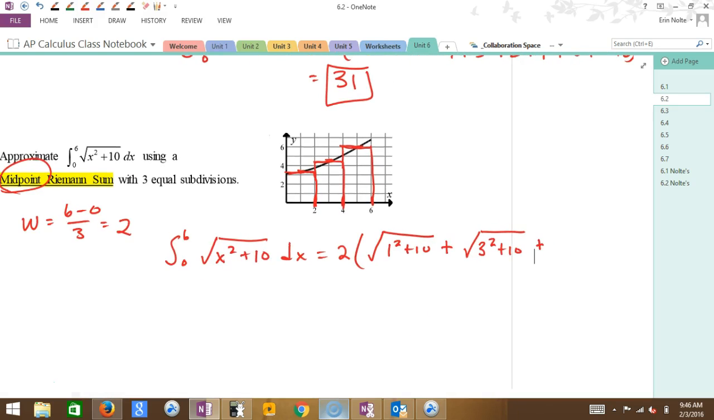Okay, what is the x value I'm using for my third rectangle? 5, the middle, 5. So 5 squared plus 10. Okay, so you could simplify this a little bit. You just use 6 on the last one since it kind of ended up on an even number. Well, it looks like 6, but if you plugged 5 into the function, is it exactly 6? So if you plug 5 into the function, 5 squared is 25. 25 plus 10 is 35.